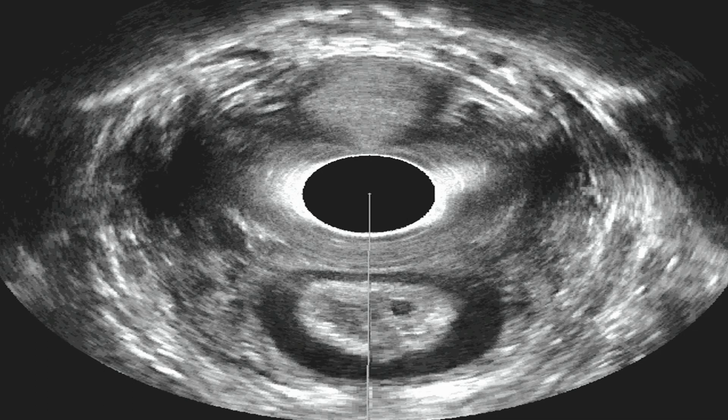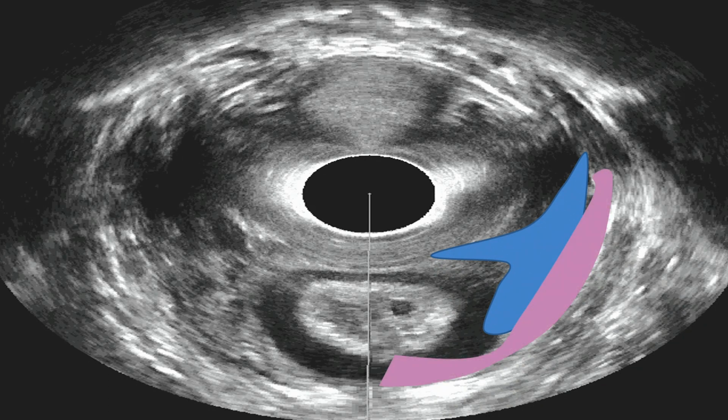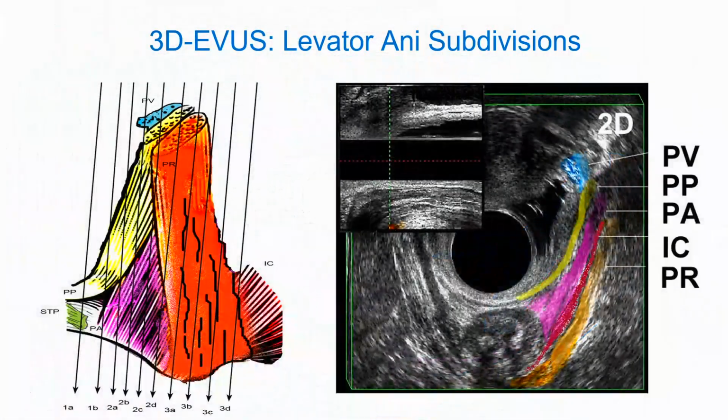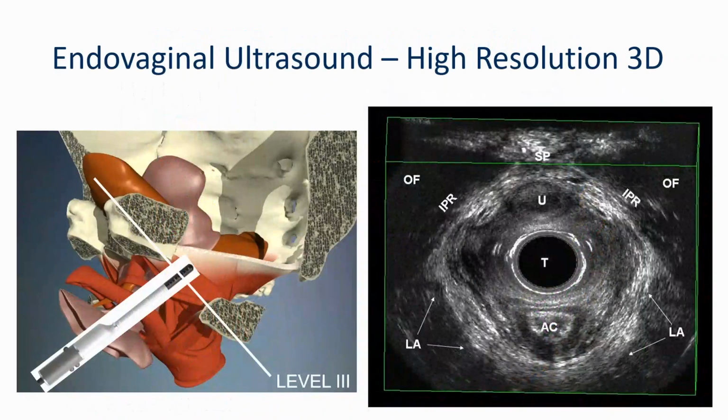Symphysis pubis anteriorly, urethra, in the middle the vagina. Posteriorly, we see the anal canal. And also, we can see the puboanalis attaching anterolaterally to the anal canal, and posteriorly the pubococcygeus and the iliococcygeus muscle. And this was validated with a cadaveric dissection. We published this study a few years ago.